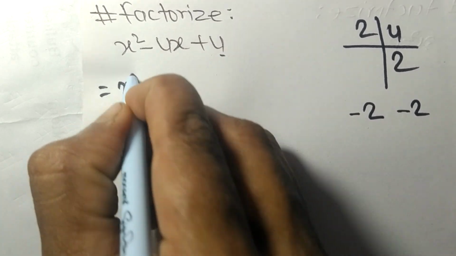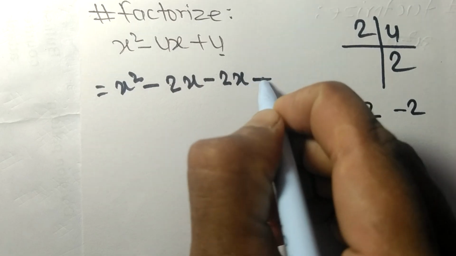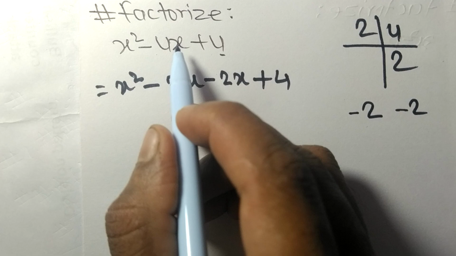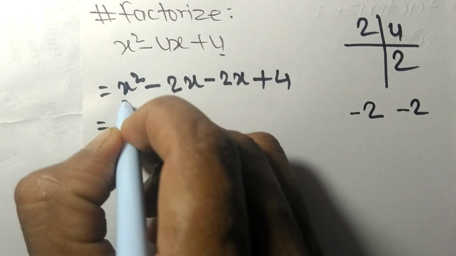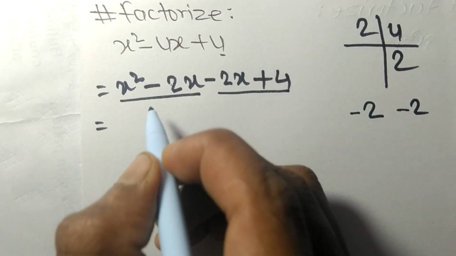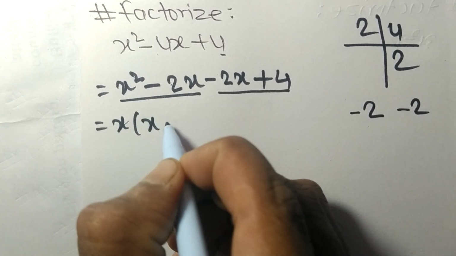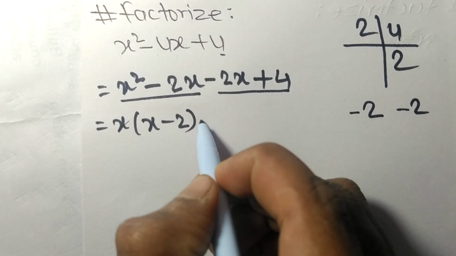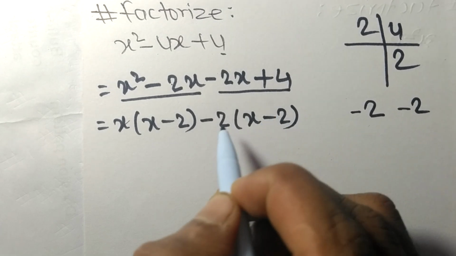So it is x square minus 2x minus 2x plus 4. Minus 2x minus 2x means minus 4x. So now we find out the common factors in both the first expression and the last expression. So in the first, the common is x, so the remainder is x minus 2. Like as in the last, the common is minus 2, so the remainder in x here is also minus 2.